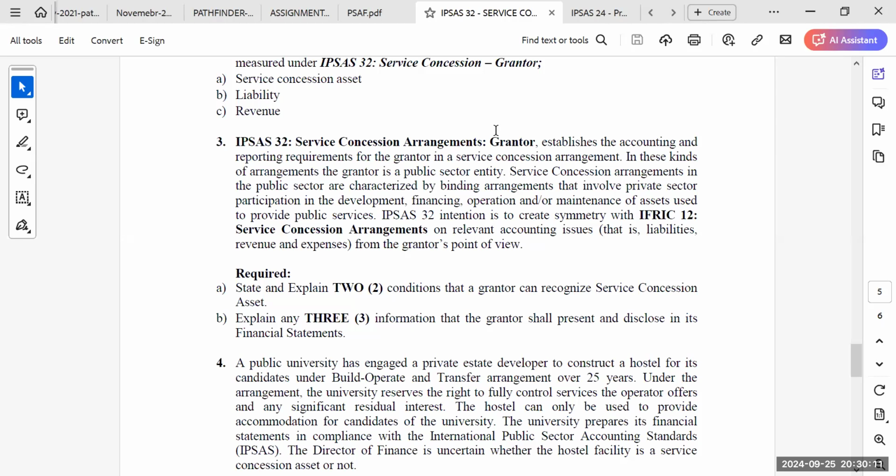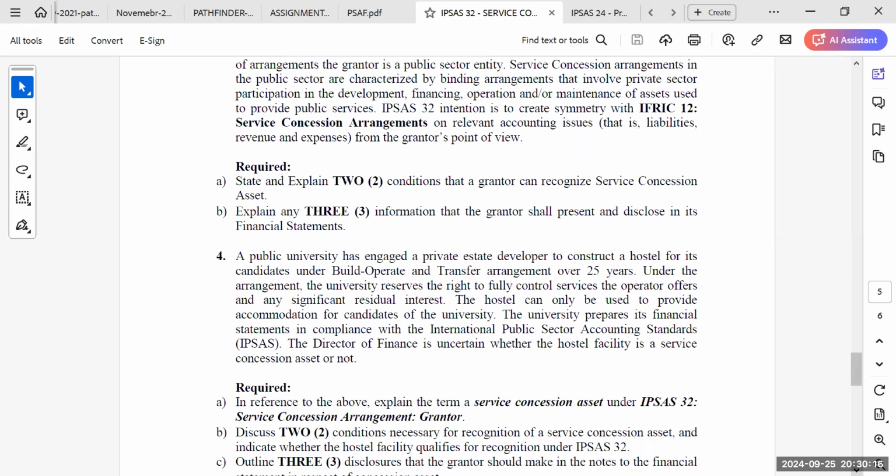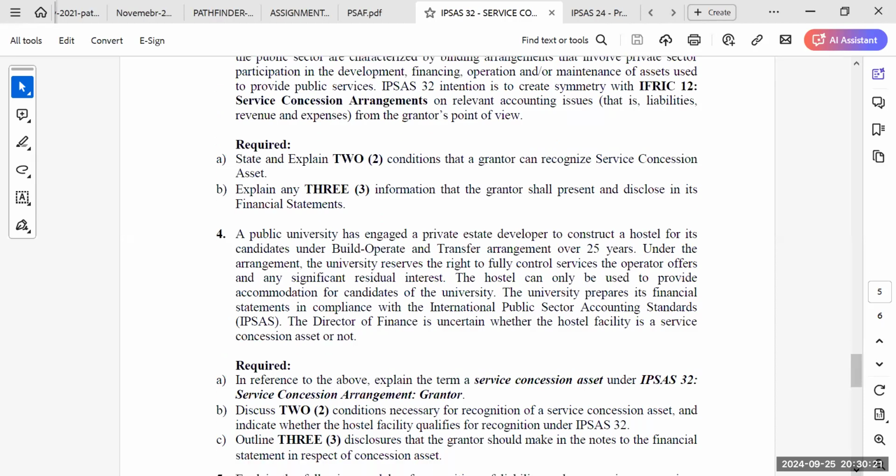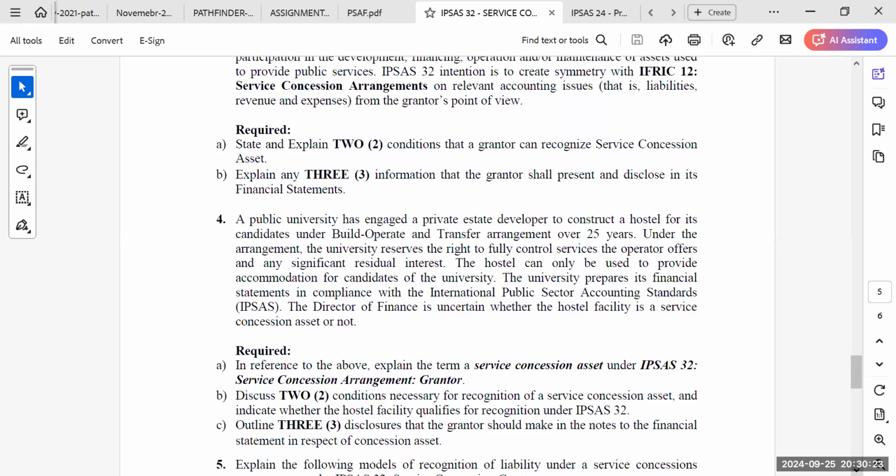The B. So the information that the grantor shall present and disclose in the financial statements. Okay, so what will be the information that will be disclosed? The disclosure. The description of the arrangement. Yeah, of the arrangement. Okay, it's very important. We'll look for the simple ones. Okay. Renewal and termination options. Okay. If there are any renewal and termination options, they should be disclosed.